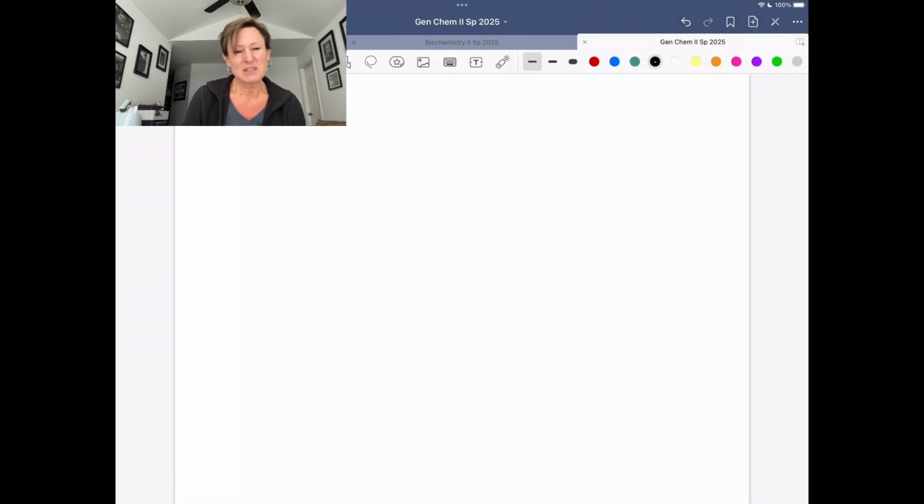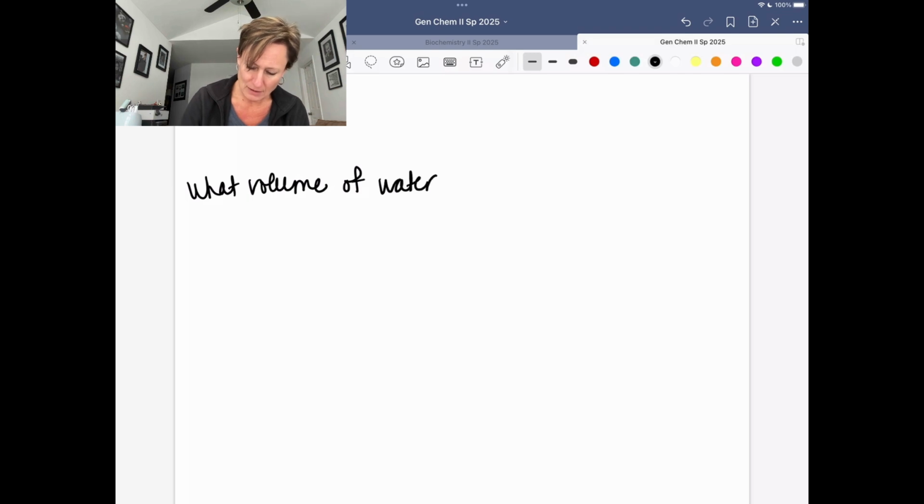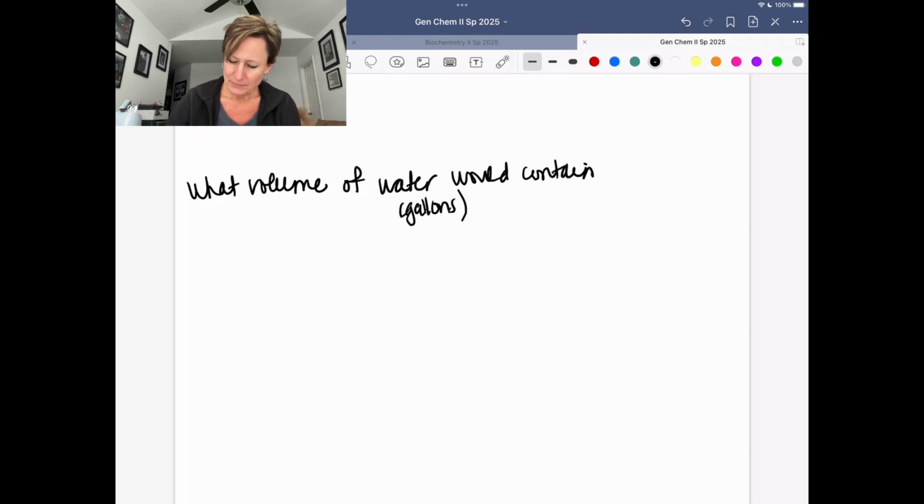So I want to go through a practice problem and have you see if you can get the right answer. Here's the practice problem, something fun to think about. What volume of water would contain 1 trillion water molecules? That sounds like it's a lot of water molecules. So what volume of water, and I want to know it in gallons. What volume of water in gallons would contain 1 trillion water molecules?